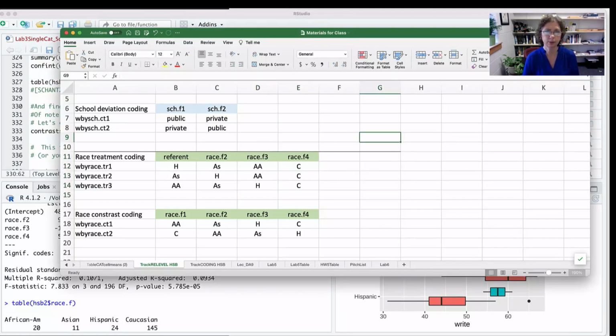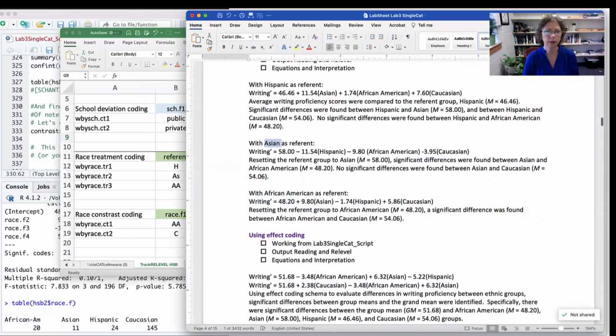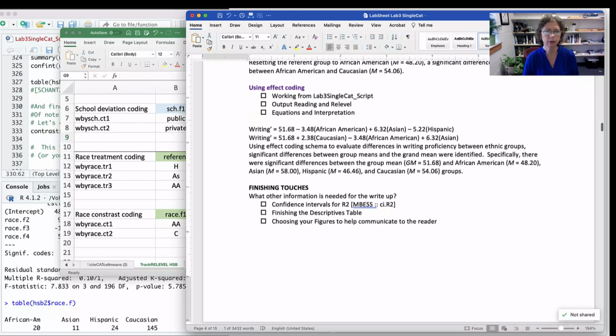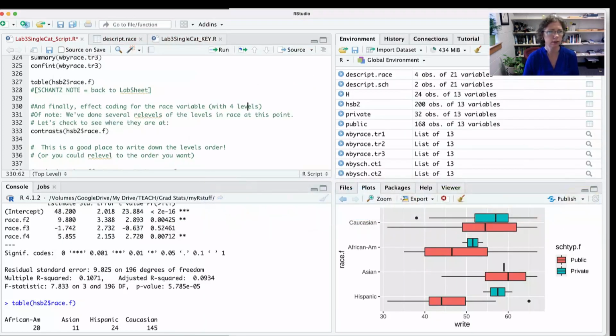And then the next thing we'll do is look at the same question, but now with effect coding. So instead of saying that we're comparing to a particular group, the referent, we're going to compare to the grand mean. So moving to that, coding the race variable when we are doing effect coding, comparing to the grand mean. We've done several relevels in the race variable at this point, so let's take a look and see where things are at.